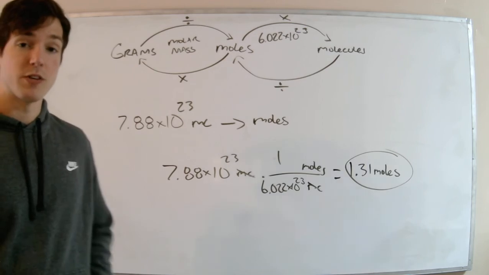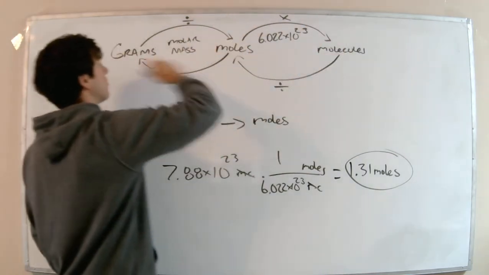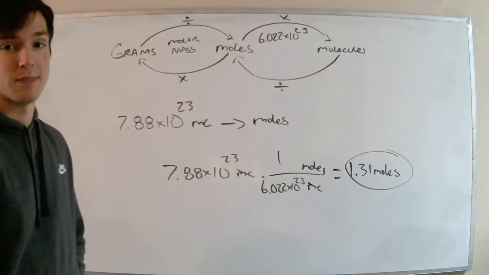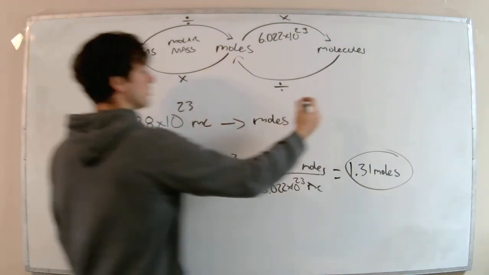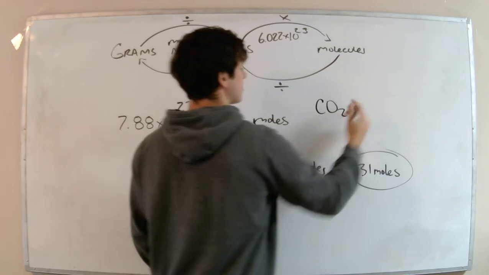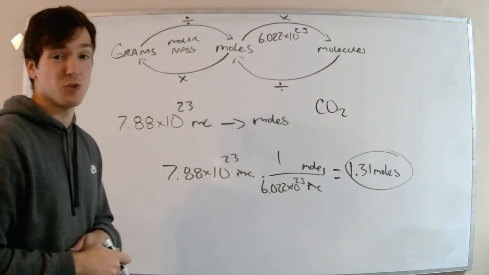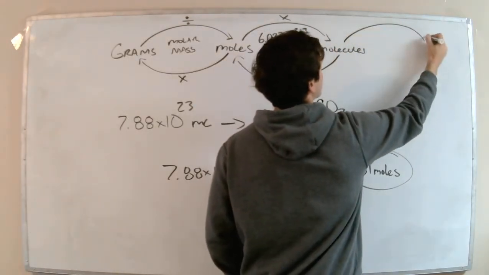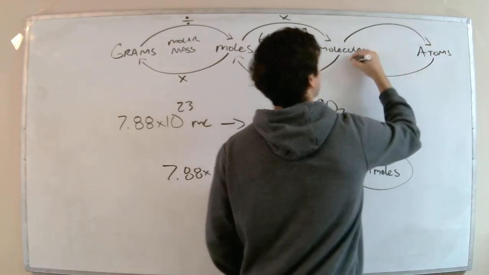Alright, so now we should be good with going from grams to molecules, or molecules to moles to grams, or moles to molecules to moles, so on and so forth. You should be good. Now we got one more. Now, remember, molecules are just a compound on its own. But now we want to know how many individual atoms there are in a compound. So now we're going to go from molecules to atoms, and vice versa.